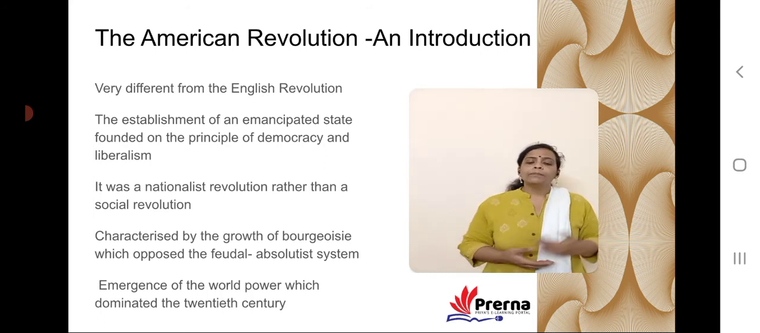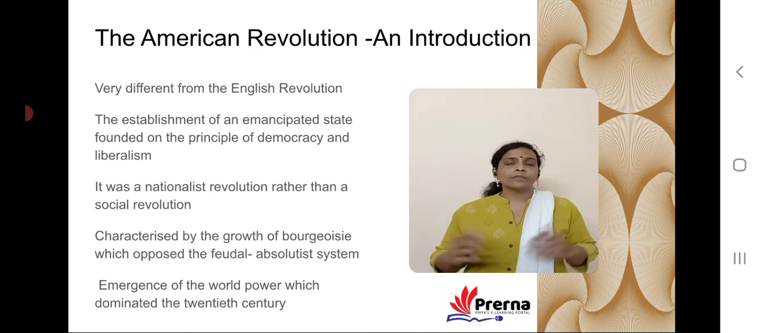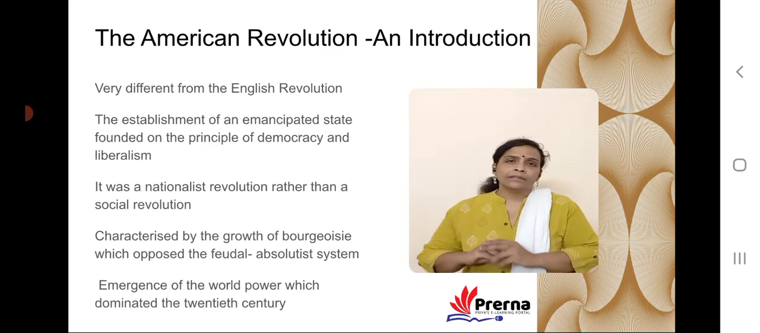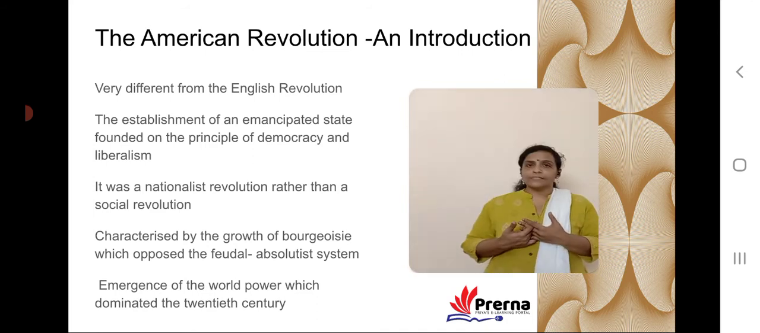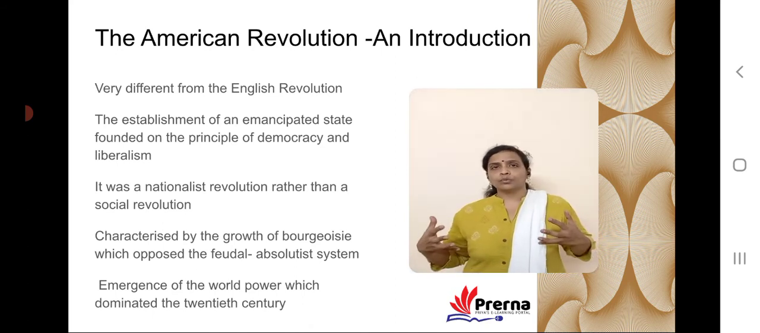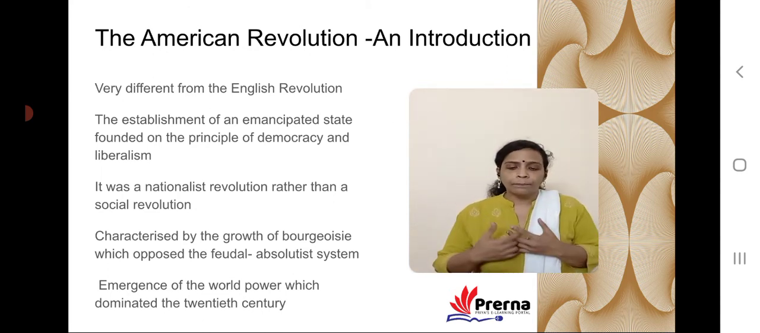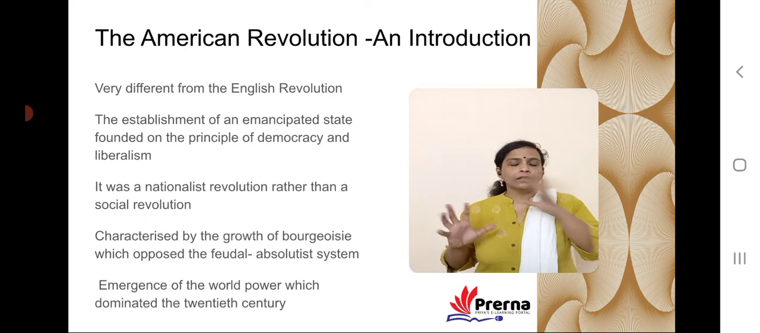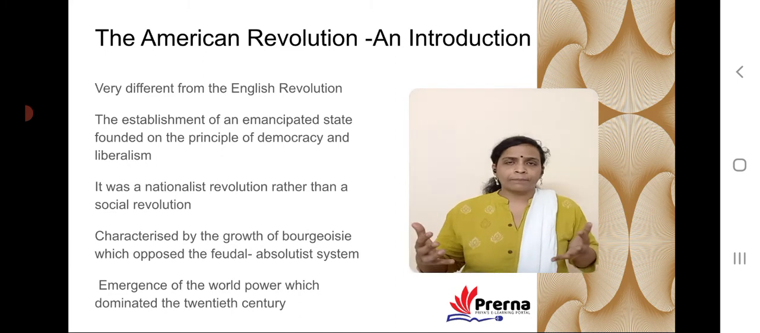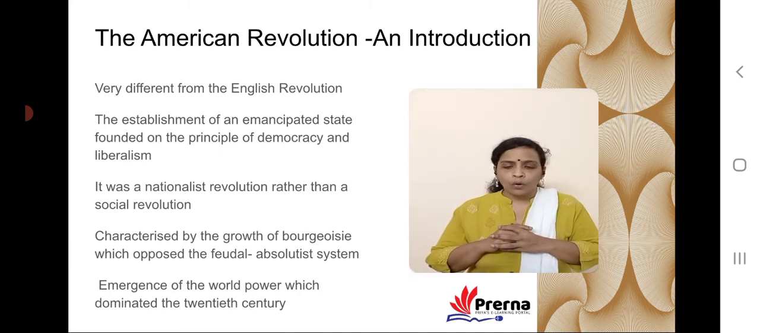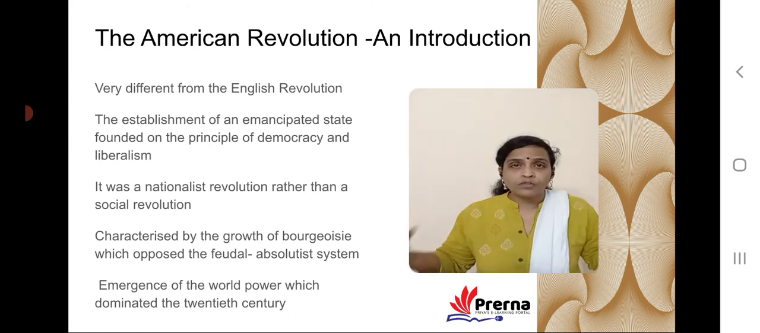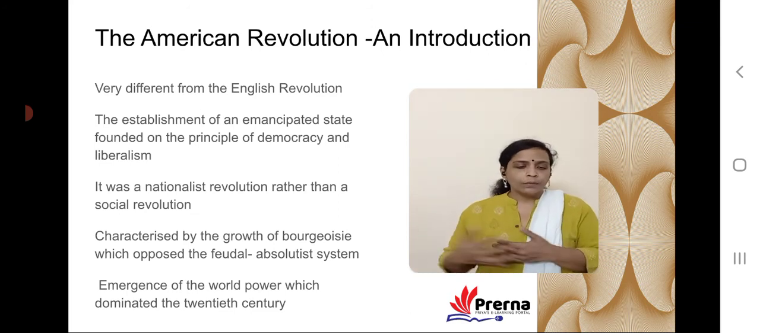Now, the other point I can say was how it was characterized by the growth of a very powerful bourgeois class, which opposed the conservative feudal absolutist system. The bourgeois class, the trading class, those who aspired to hold positions and those who wanted power. So the growth of the bourgeois class, especially through trade. By the end of the American War of Independence, a new state was born, and that state emerged as the world superpower. Even now it continues, even in the present century.